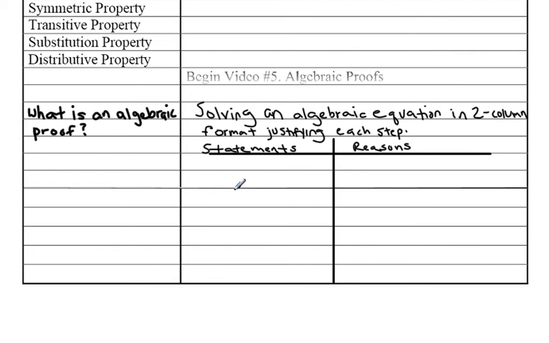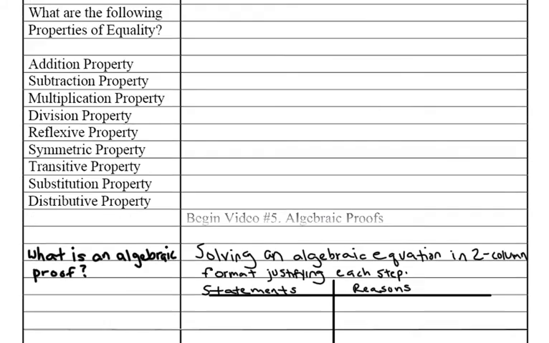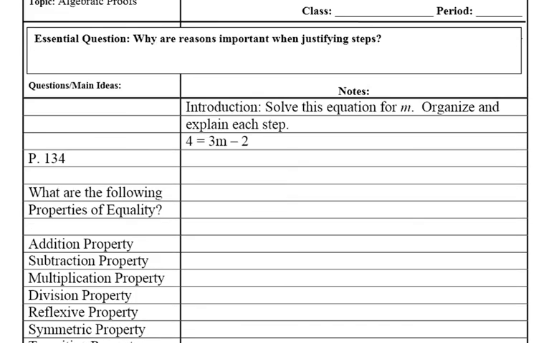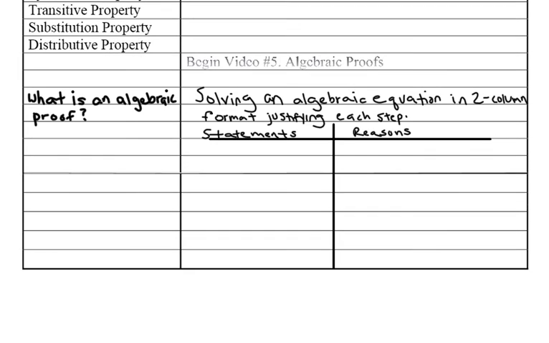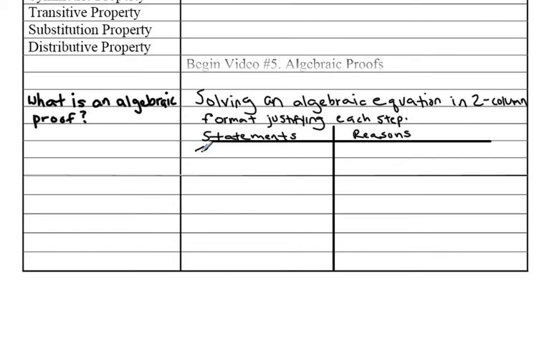So let's go back to the original equation that we talked about as a class, 4 equals 3m minus 2. That is going to be our equation. 4 equals 3m minus 2. And the reason that 4 equals 3m minus 2 is because it was given to you. So we say, why does 4 equal 3m minus 2? Because it was given.